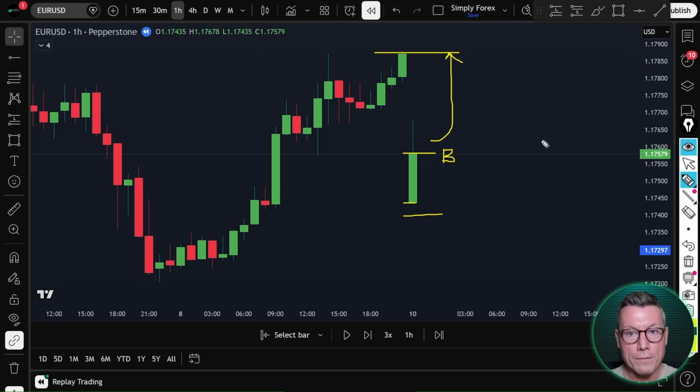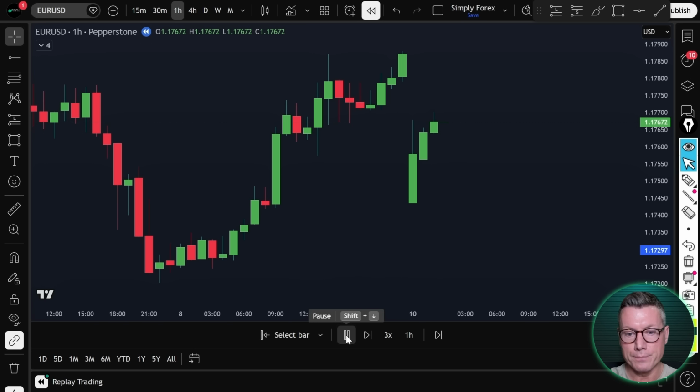Now with this entry mechanism, you obviously don't control the risk to reward, right? You know your entry, you know your stop loss, and you know your target, right? The market tells you your risk to reward. But guys, we want a minimum of 1:1. Okay, so let's play this trade along now and see how we get on.